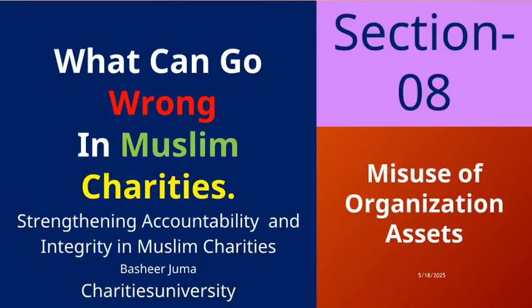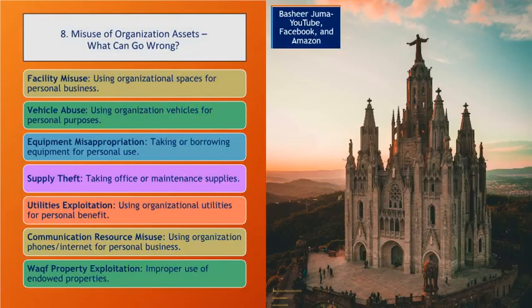Section 8, Misuse of organizations' assets. What can go wrong? Facility misuse. Using organizational spaces for personal business. Vehicle abuse. Using organization vehicles for personal purposes. Equipment misappropriation. Taking or borrowing equipment for personal use.